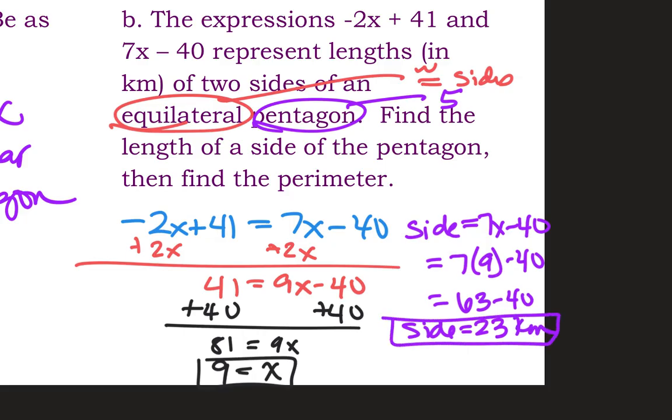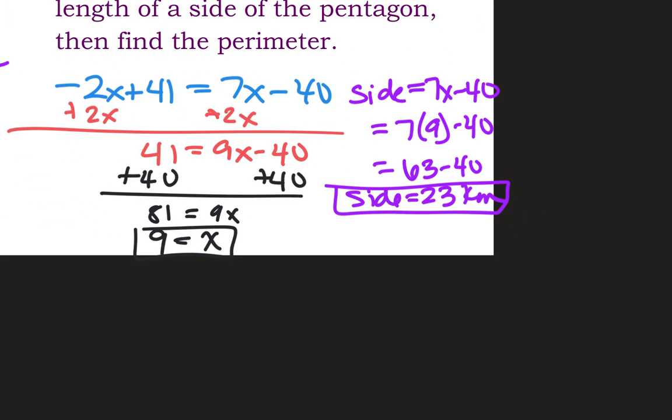Okay, so then what would our perimeter be? What would we have to do for the perimeter? Multiply it by 5. So our perimeter would be 23 by 5 because it is a pentagon. I just wanted to make sure y'all knew what y'all were looking at. It is a pentagon. And 23 times 5 would give us what? 115.